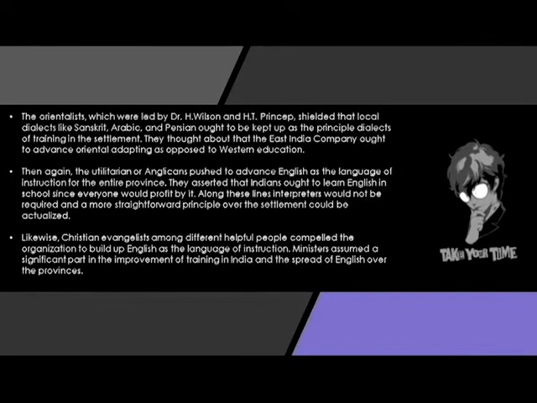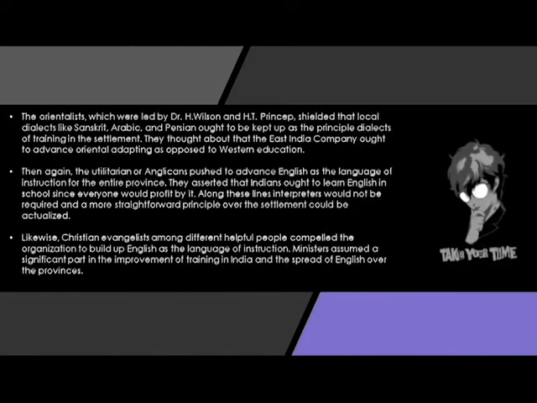The Orientalists were led by Dr. Wilson and Henry Toby Prinsep, an English official of the Indian Civil Service. They protested that some local languages like Sanskrit, Arabic, and Persian should be kept as the primary languages in the training of English for the locals. But the Utilitarians or Anglicans wanted to advance English as the primary language for the locals. They stated that English would be beneficial for the locals because everyone would gain something from it and interpreters would be unnecessary. Christian evangelists joined in and opposed the organization for making English the primary language.